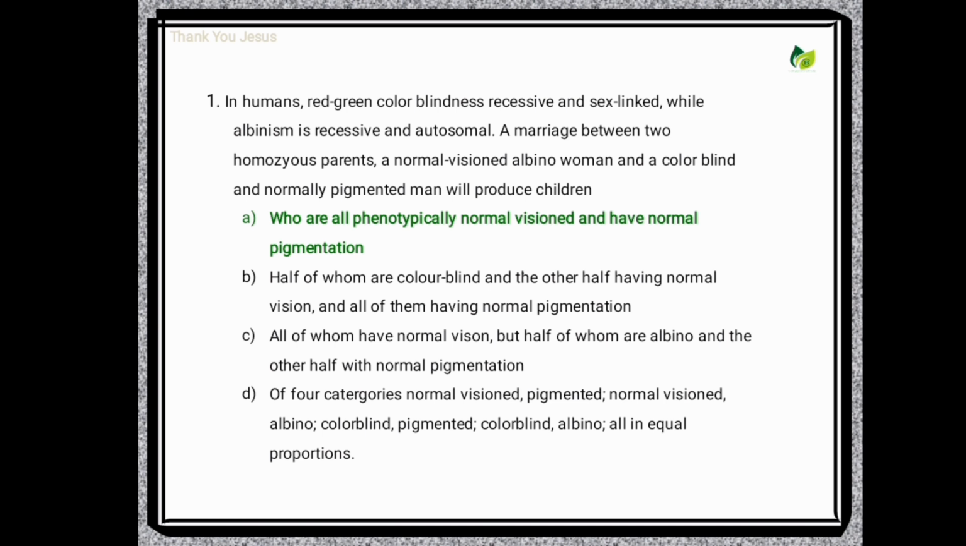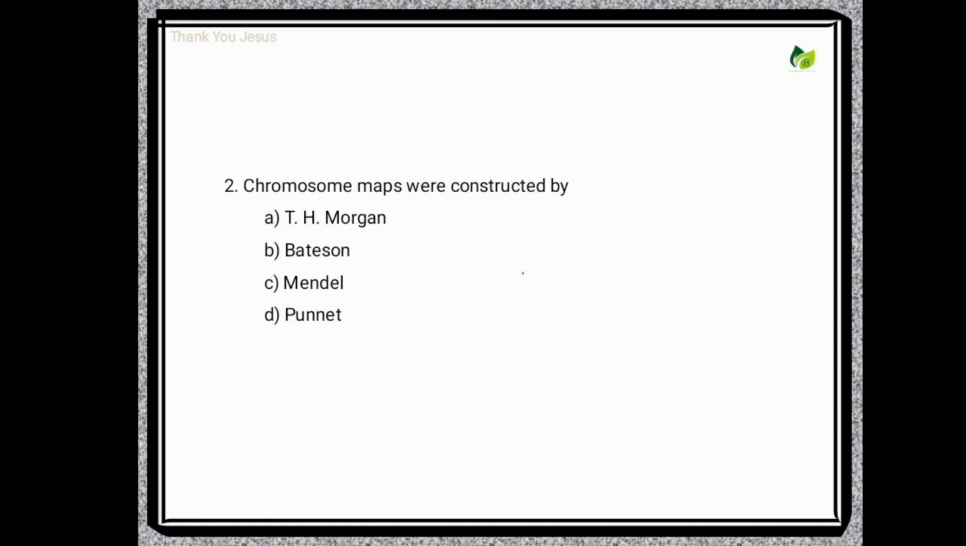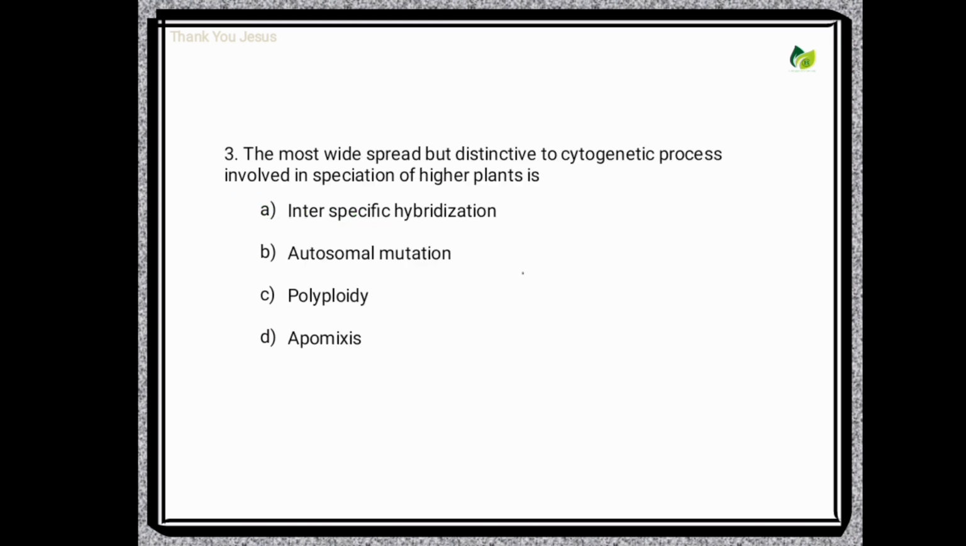Let's see the second question. Chromosome maps were constructed by. Options are T.H. Morgan, Bateson, Mendel, Punnett. The correct answer is T.H. Morgan.